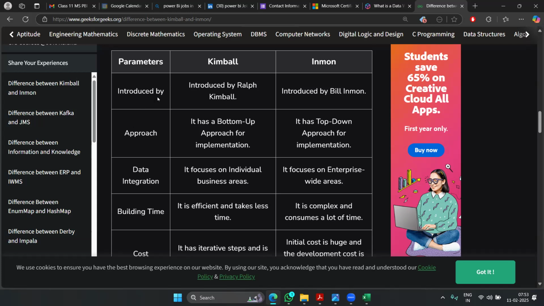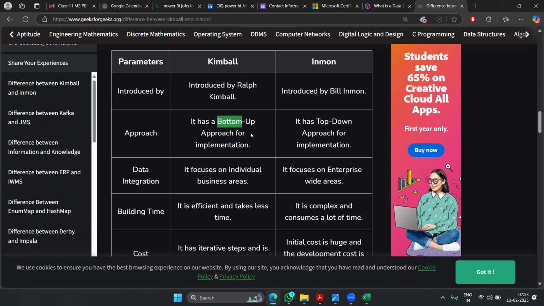So if you see, introduced by Ralph Kimball and Bill Inmon, correct? If you see the approach, Kimball has a bottom-up approach for implementation. Bottom-up approach means we start from each and every department at the bottom and slowly club them at the enterprise level, correct?